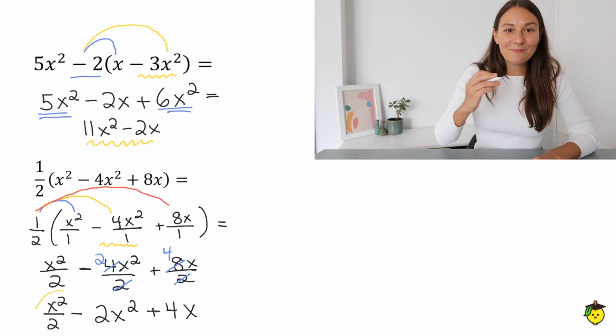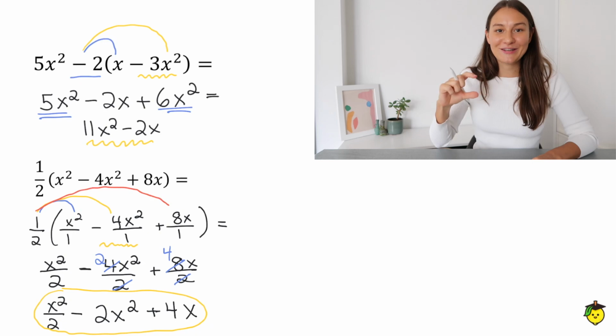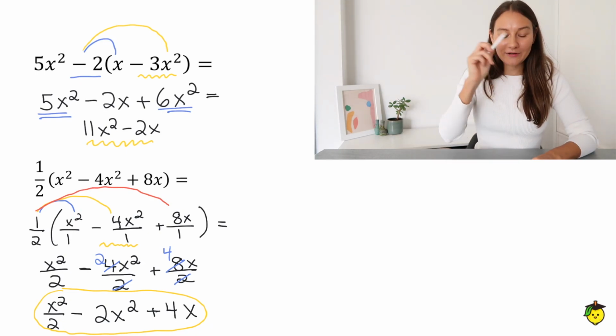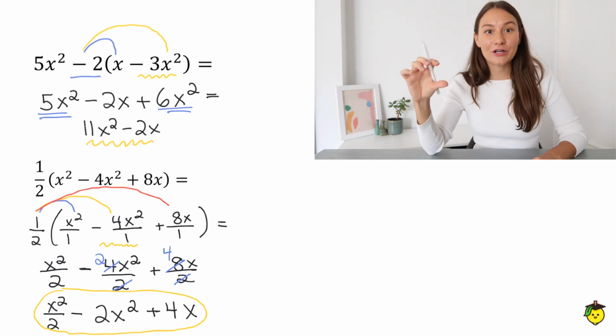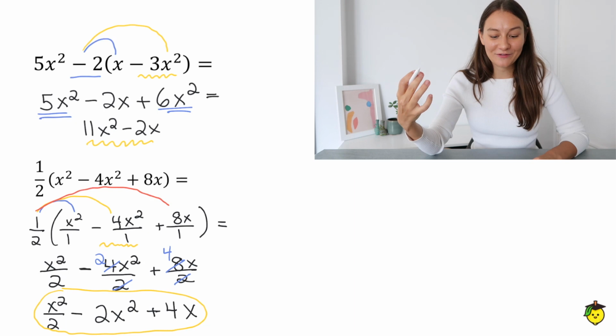So what did I do? I multiplied each of the terms. I didn't forget how to do my multiplication with fractions, right? But the key really was to make sure you don't forget to do the triple rainbow and make sure you put all of your terms over 1 to help make the multiplication a little bit easier for you.